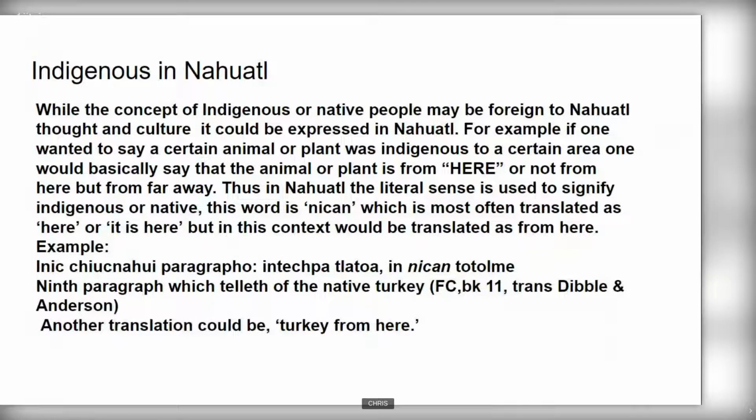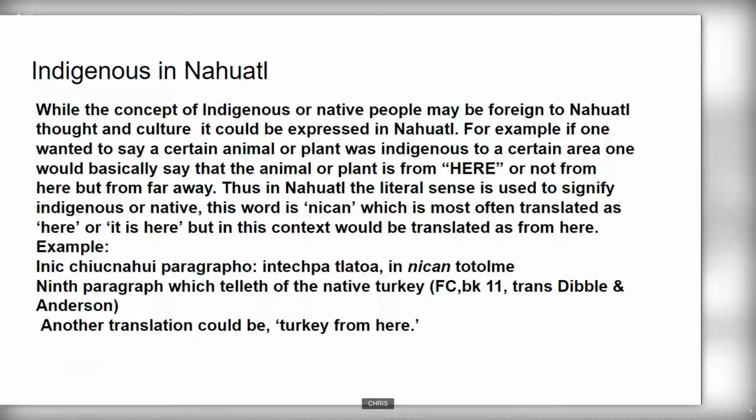So, indigenous and Nahuatl. So, while the concept of indigenous or native people may be foreign to Nahuatl thought and culture, it could be expressed in Nahuatl. For example, if one wanted to say a certain animal or plant was indigenous to a certain area, one would basically say that the animal or plant is from here, or not from here, but from far away. Thus, in Nahuatl, the literal sense is used to signify indigenous or native. This word is Nika, which is most often translated as here or it is here. But in this context, will be translated as from here.